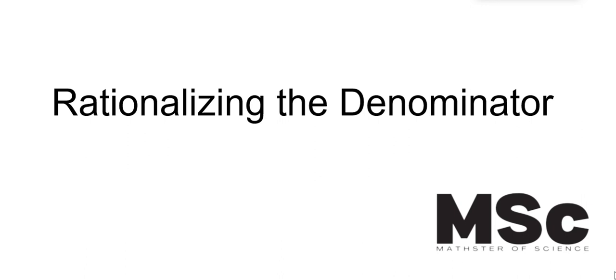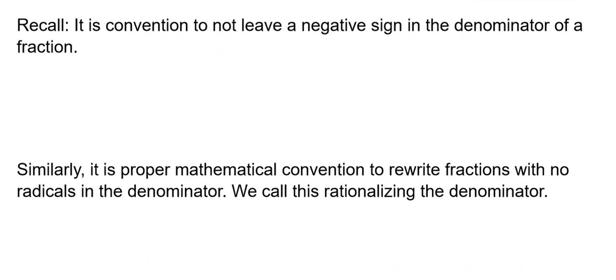In this video, we're going to look at two ways of rationalizing the denominator. So to fully understand this, we need to recall that it's convention to not leave a negative sign in the denominator of a fraction. So you might have been told in the past, if you had a fraction that was 3 over negative 4, that you should rewrite this as negative 3 over 4, and that it's convention to move that negative sign up to the numerator.